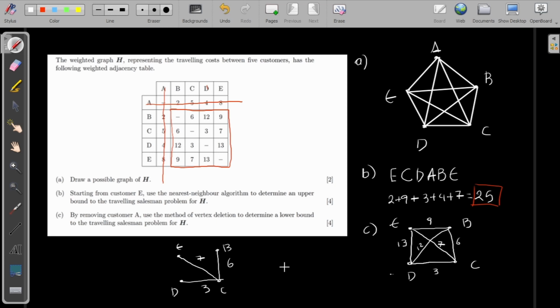So how much is the minimum spanning tree? 7 plus 6 plus 3, which is 16. And that's the lower bound, which means I cannot find a cycle which is less than this value. And that's the solution to my traveling salesman problem.